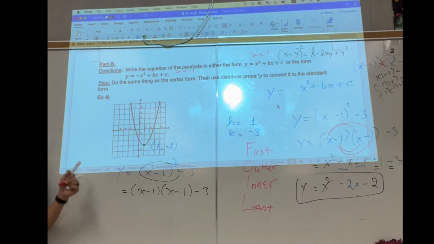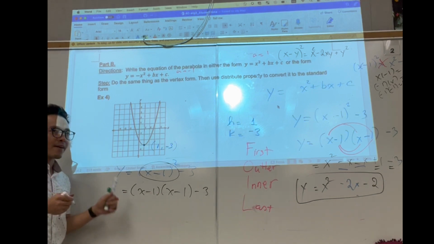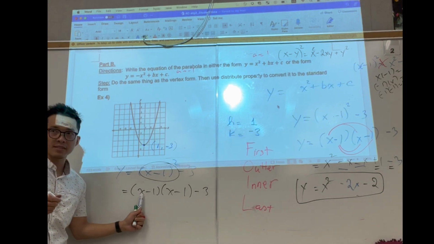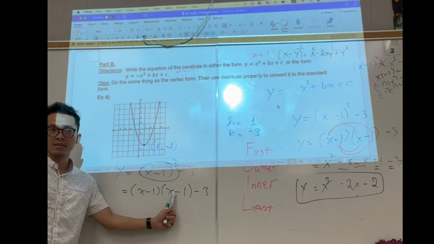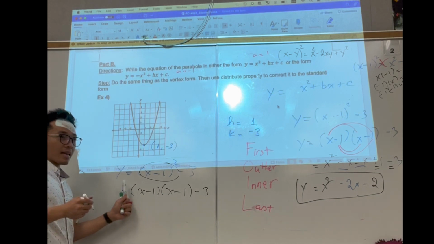So what you need to do when you see something like this is multiply every single thing in the first parenthesis by every single thing in the second parenthesis. Okay? Start from the first one, left to right.